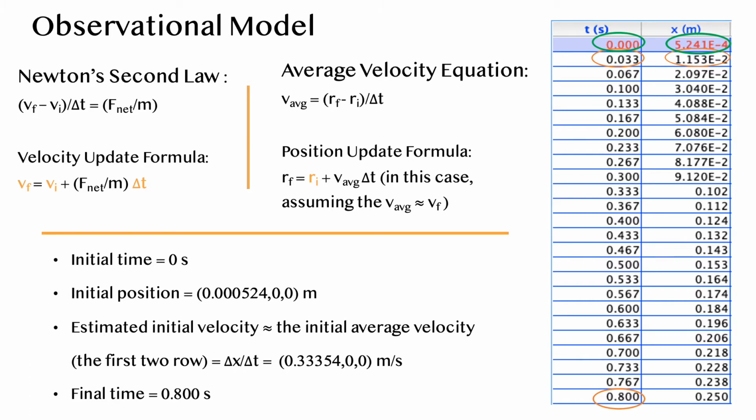In order to construct the computational model, we have to obtain some data from the observed model. First, the initial time is 0 seconds. Initial position is 0.0000524 meter. And the estimated initial velocity is roughly equal to the initial average velocity, which is that you divide the first two rows, delta x divided by delta t, equal to 2.33354 meters per second, and the final time is 0.8 seconds.